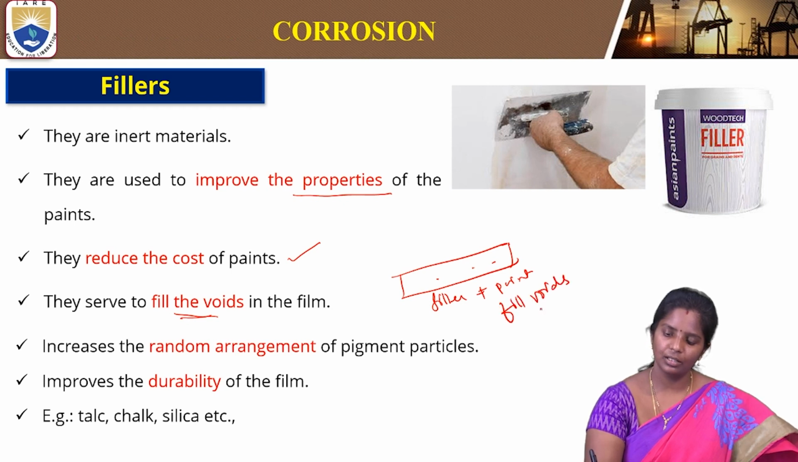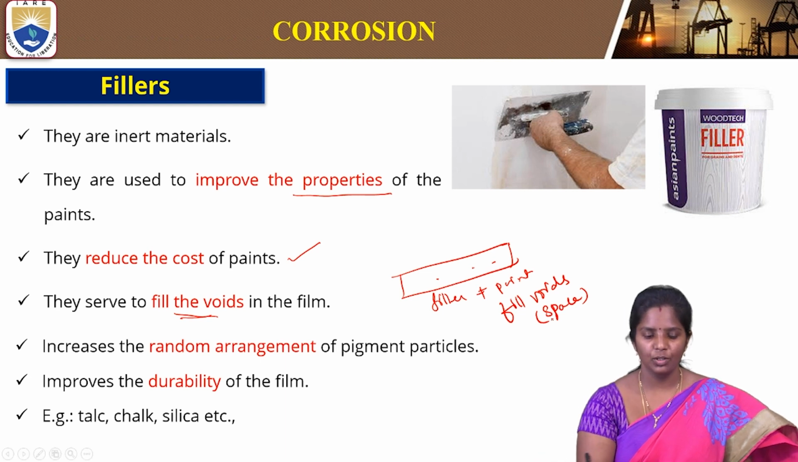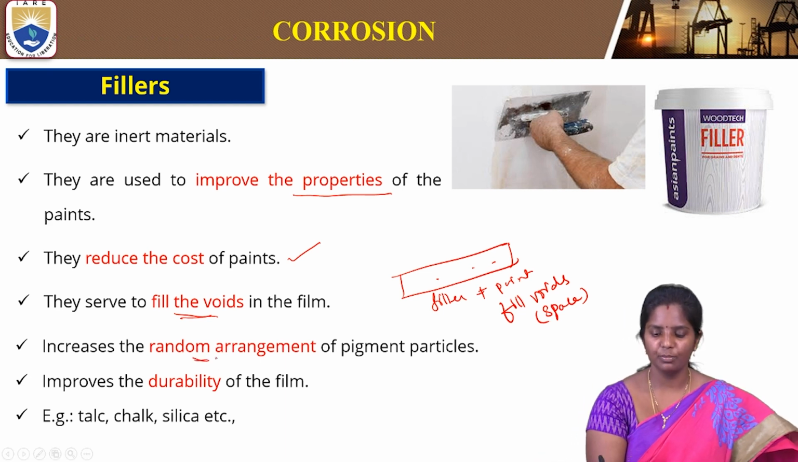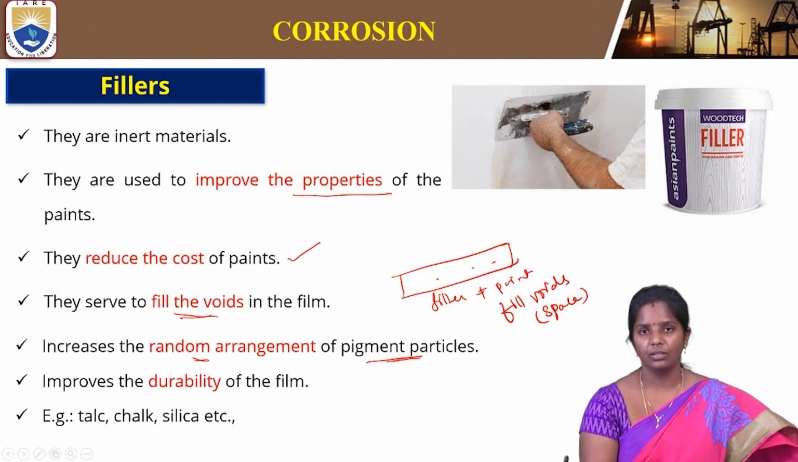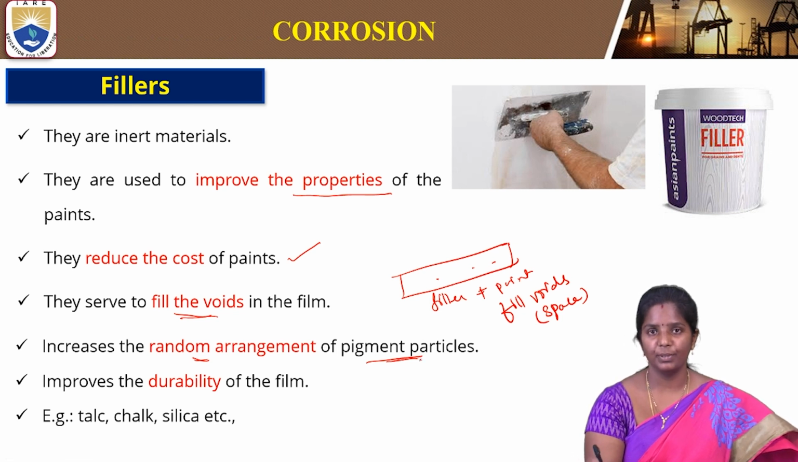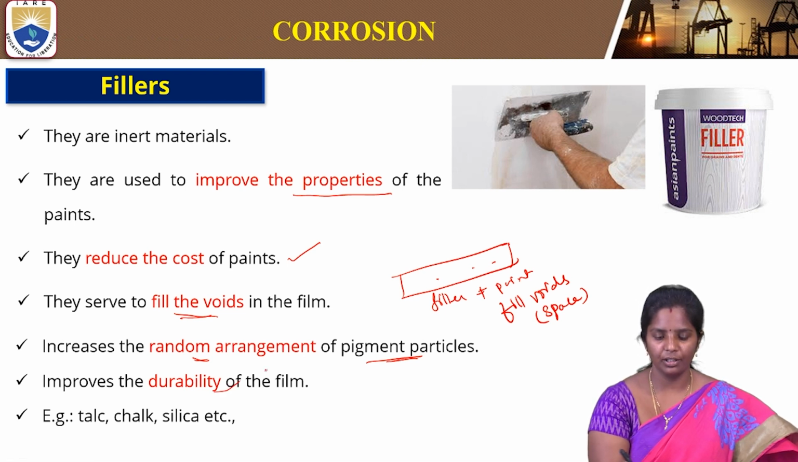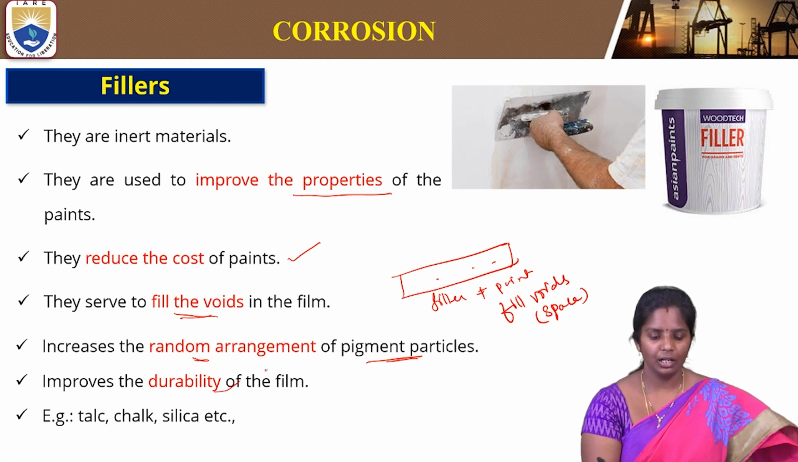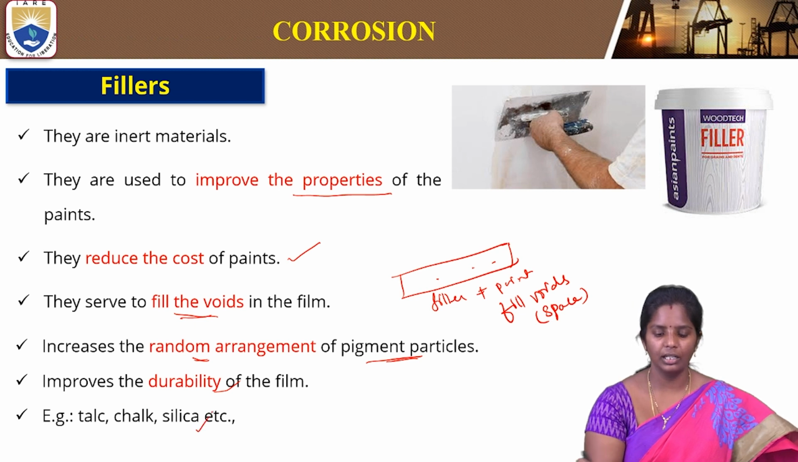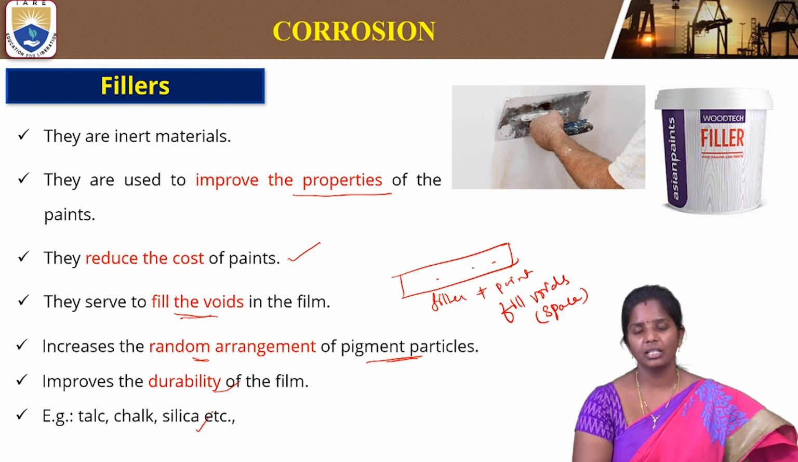Voids are nothing but spaces in the film. So it will increase the random arrangement of pigment particles. So the pigment particles that are suspended in the paint, the arrangement can be increased by fillers, and also improves the durability of the film. So examples are talc, chalk or silica that are used as fillers in the paints.